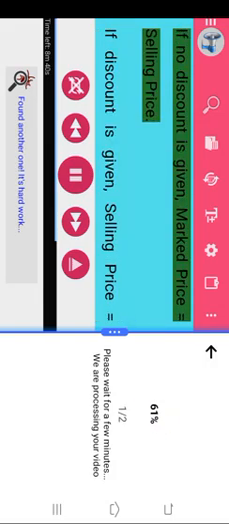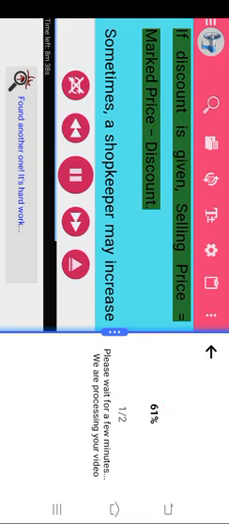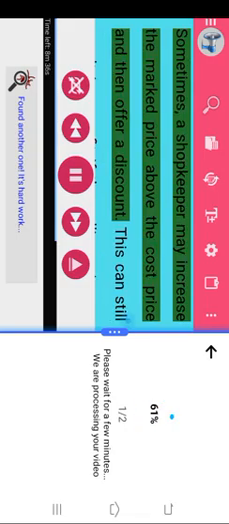The relationship among the 3 is as follows. If no discount is given, marked price equals selling price. If discount is given, selling price equals marked price minus discount. Sometimes, a shopkeeper may increase the marked price above the cost price and then offer a discount. This can still result in a profit if the selling price remains above the cost price. This is a common exam situation and also reflects real-life business tactics.